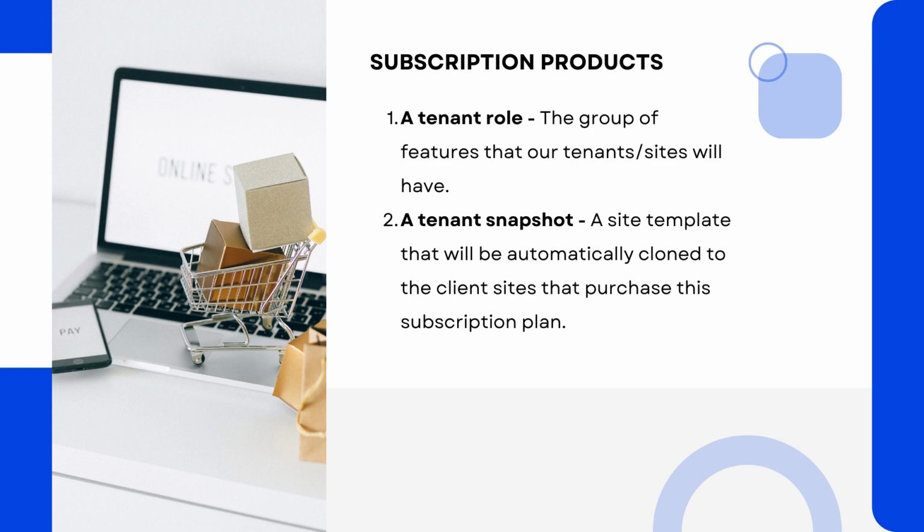Each subscription product you sell on your e-commerce platform must contain 2 things. First, a tenant role, which we created in past lessons, and is the group of features that our tenants/sites will have. Second, a tenant snapshot, which we will create in this lesson, and is a pre-built site that will be automatically cloned to the client sites that purchase this subscription plan. We'll see more on subscription products in the next lesson.